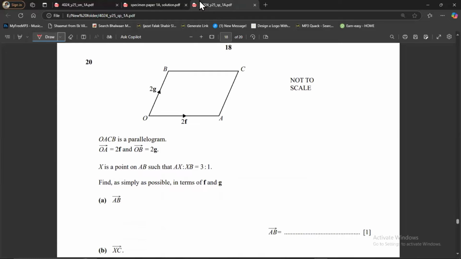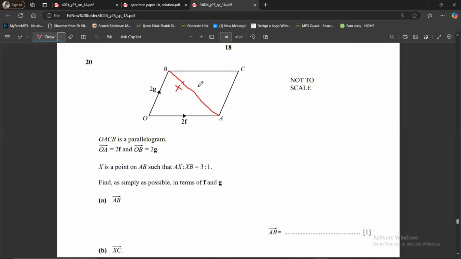Okay, so we are on question number 20. OACB is a parallelogram. From O to A is 2F, O to B is 2G. X is a point on AB, if you join A and B with each other. So X is a point on the AB side, such that AX is 3 and XB is 1. So X is somewhere here, at this point.